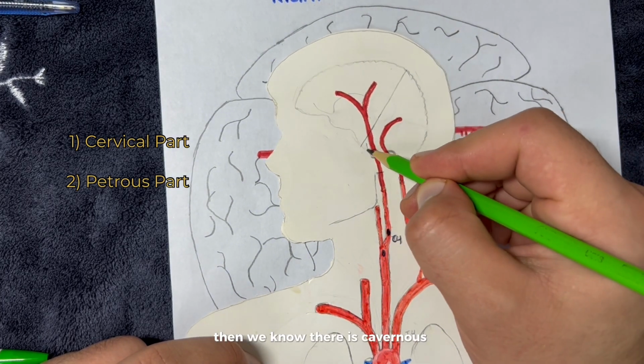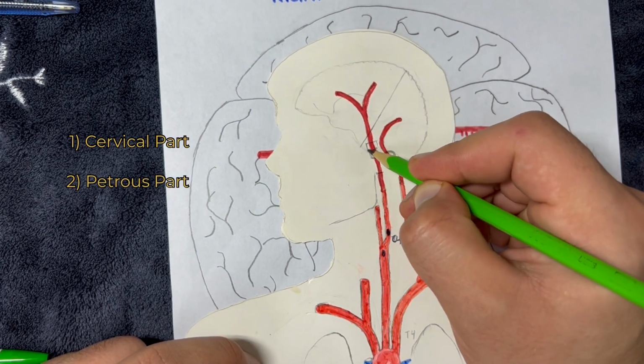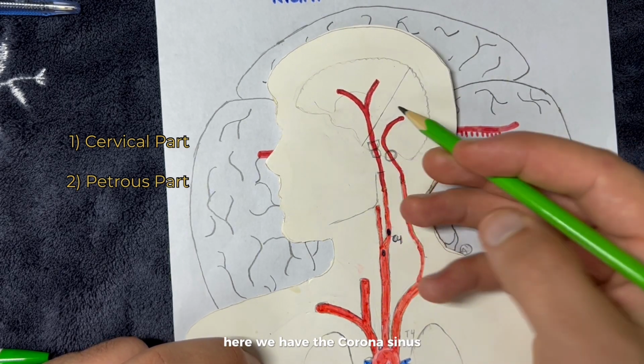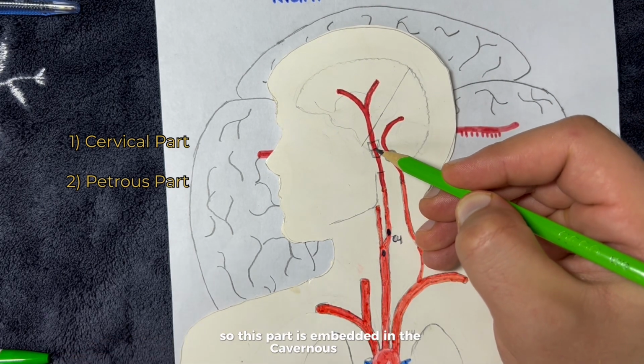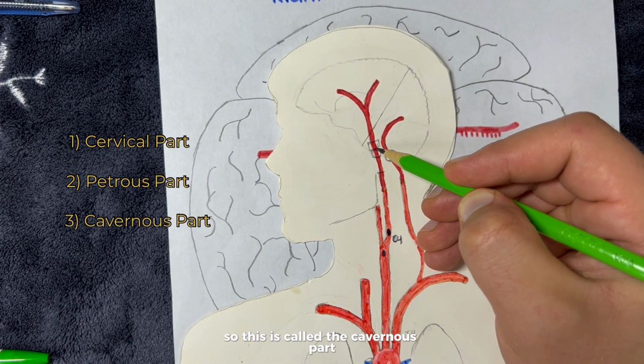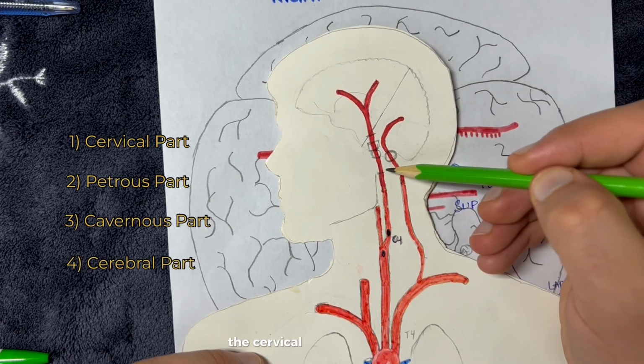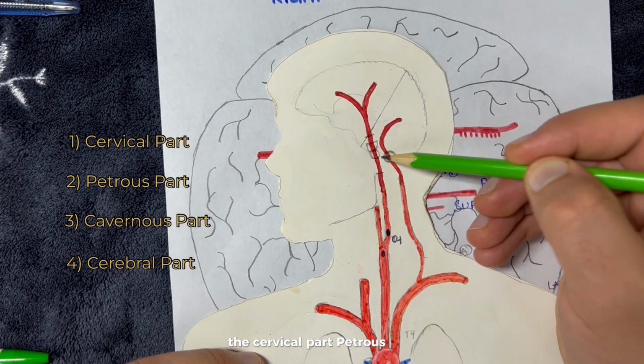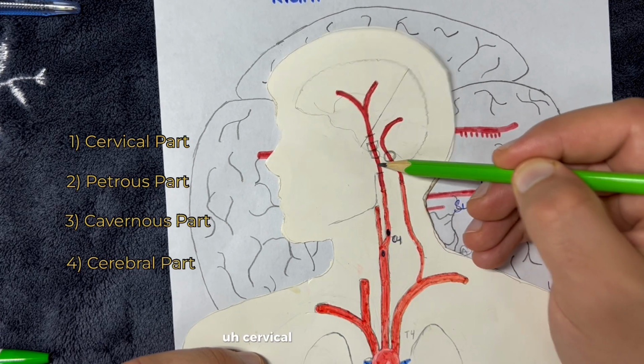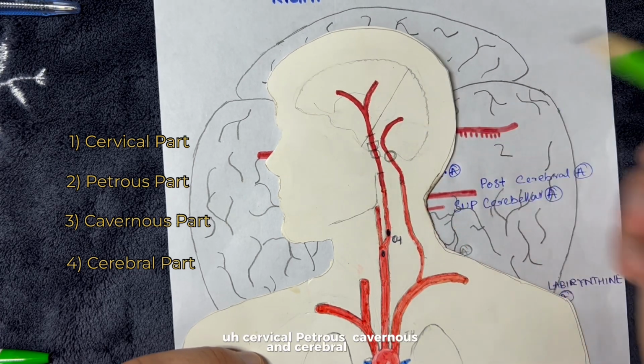Then we know there is the cavernous sinus here. This part is embedded in the cavernous sinus, so this is called the cavernous part. And then this is called the cerebral part. So: cervical, petrous, cavernous, and cerebral part.